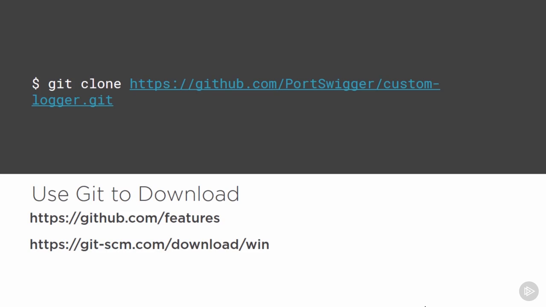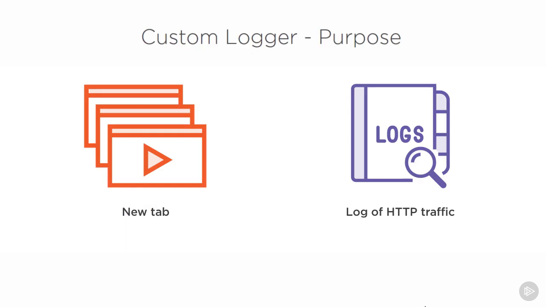Now, this is the particular GitHub repo that you need to clone. This will give you the custom logger code, and of course, that's what we're going to be modifying for your exercise. Also, if you're new to Git, I have the introductory URLs on this slide as well. Now, the purpose behind this custom logger is you will be adding a new tab to the Burp user interface, and there is a display of HTTP traffic on a log table.